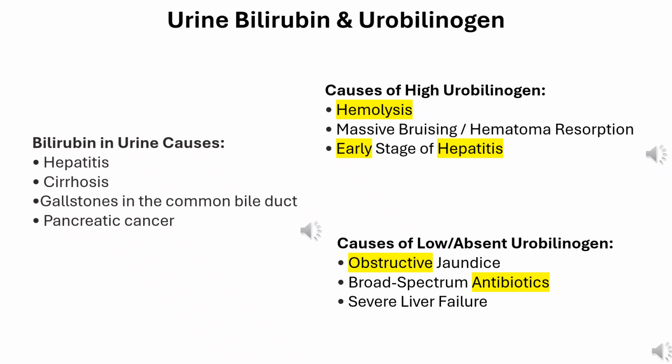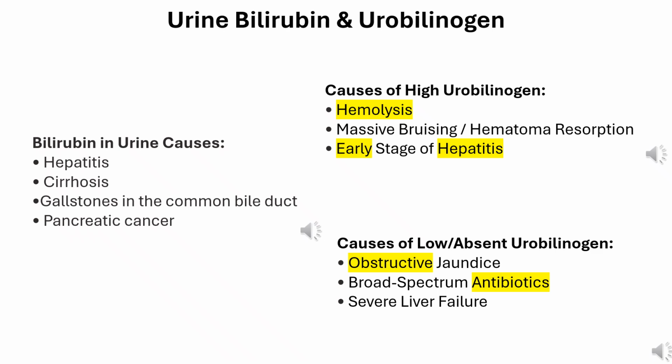For increased urobilinogen, if red blood cells are being destroyed too fast (hemolysis), the liver is overwhelmed with bilirubin due to overproduction. The liver sends it to the gut to process the excess. Bacteria create excess urobilinogen, more is reabsorbed, and the kidneys excrete the surplus. Causes of high urobilinogen: hemolytic anemia, massive bruising or hematoma resorption, and early stage of hepatitis.